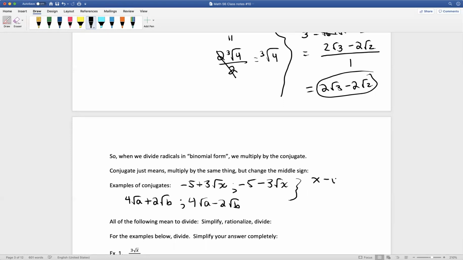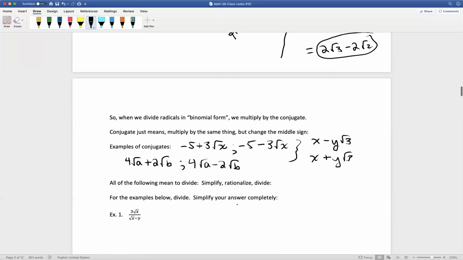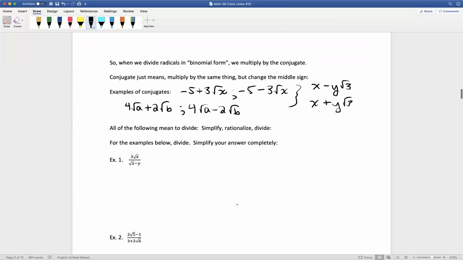One more example of conjugates. If I have x minus y square root of 3, write down the same thing, change the middle sign: x plus y square root of 3. This will always give us that structure of a minus b times a plus b. The middle two terms will cancel. The first term will be a perfect square, allowing us to get it out of the radical. The second term will be a perfect square, allowing us to get it out of the radical as well.